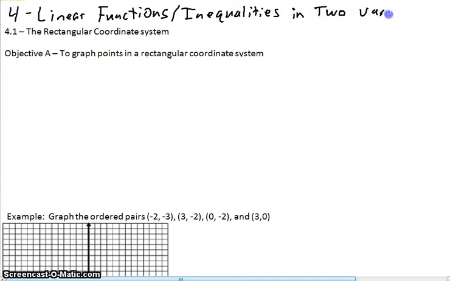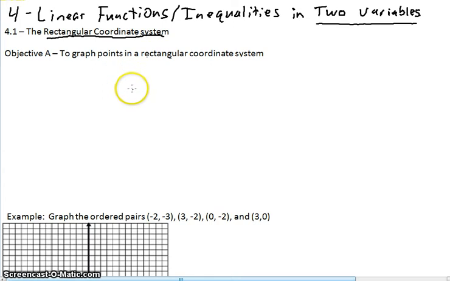So what we're going to talk about in this chapter is how you graph things in terms of two variables. And the very first thing that we're going to talk about is this idea of changing from a concept of one variable to two variables. The most basic step in jumping to two variables is talking about the rectangular coordinate system, or the XY coordinate system.